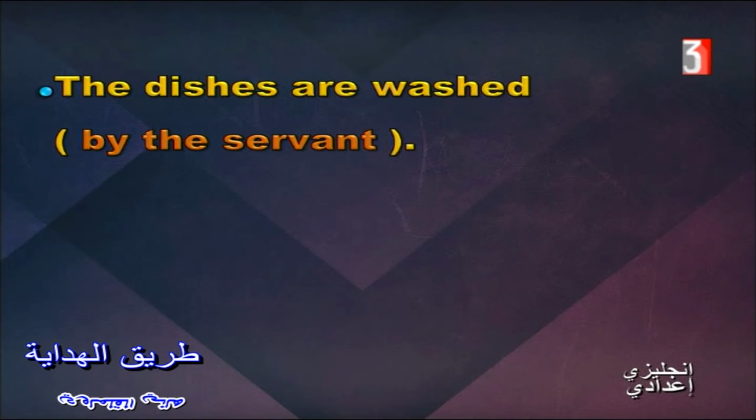So let's see. The dishes are washed by the servant. Here I'm starting with the dishes. The dishes is the object. Then we put the suitable form of verb to be, are. Then we change the main verb into PP, are washed. We can say by the servant, and we can omit it according to the importance of the doer. So by followed by the doer of the active sentence. And according to its importance, we can put it or we can omit it.